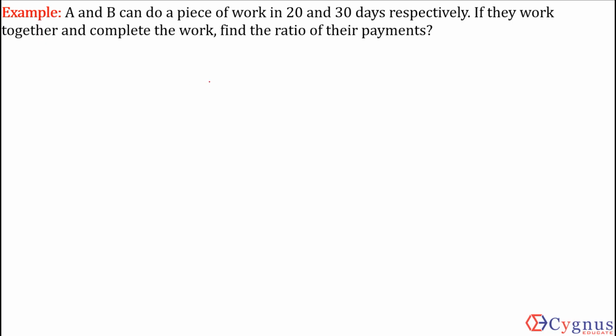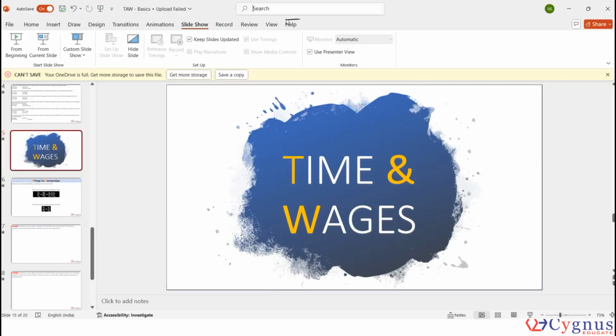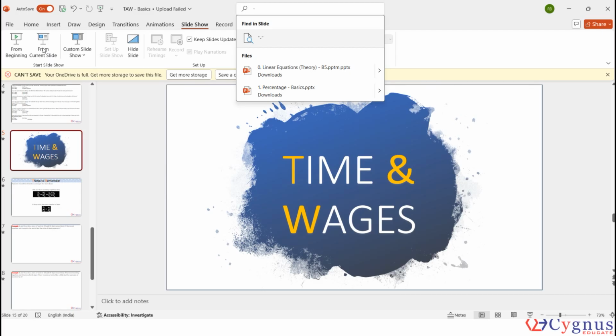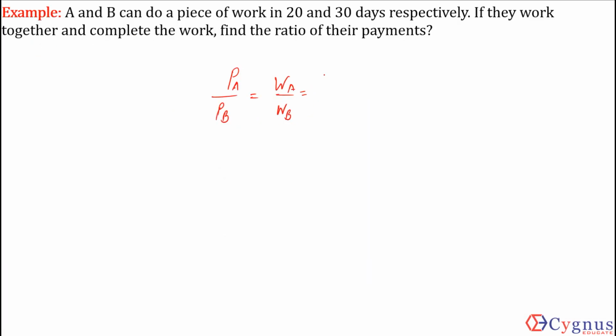Now what's given here? A and B can do a piece of work in 20 and 30 days respectively. If they work together and complete the work, find the ratio of the payments. I know that payment of A by payment of B must be equal to work done by A by work done by B. A can do the whole work in 20 days, so 1 day's work of A is 1 by 20. And 1 day's work of B is 1 by 30. So this is nothing but the ratio of their efficiencies, which comes out to be 3 is to 2.